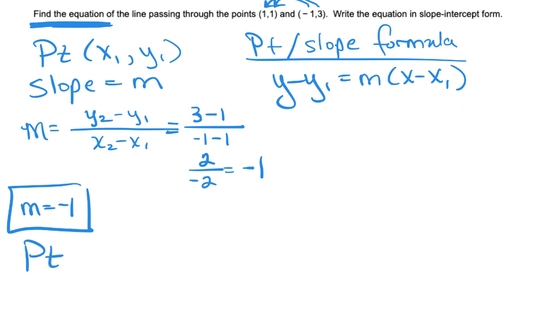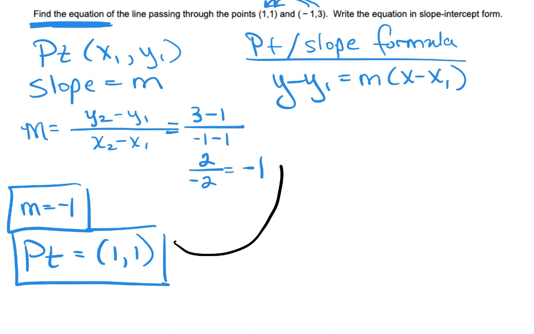Slope is negative 1, and let's pick a point. Our point I'm going to choose, doesn't matter, but I'm going to choose 1, 1. If you want to try the other one, you should get the same answer. All right, so let's plug it in right up here. Point slope formula. The y1 and the x1 come from the point, so y minus 1. Slope was negative 1. This one's just kind of weird. It ended up having a bunch of 1s in it, but that doesn't always happen.